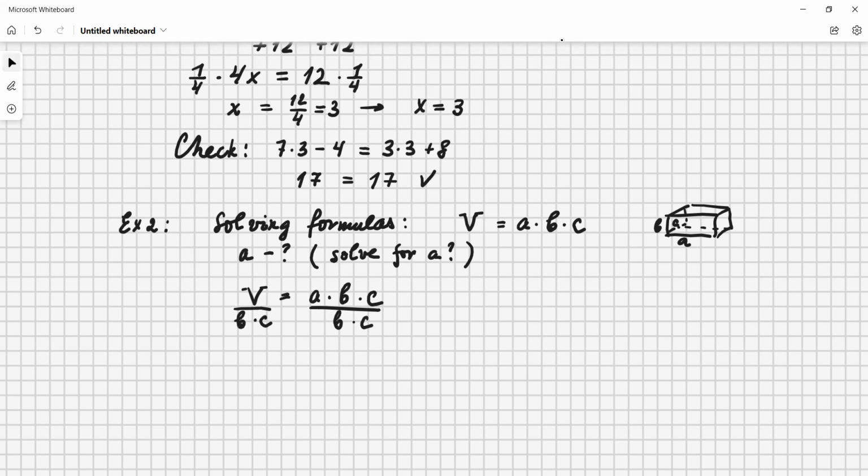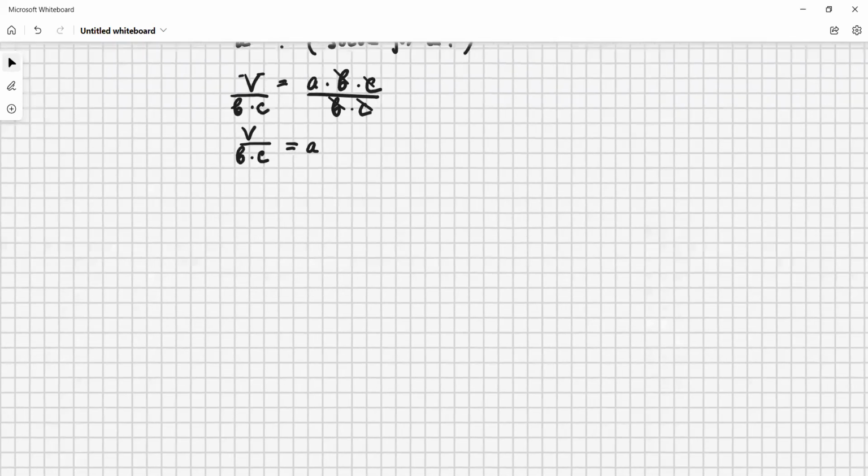And remember, canceling in the fraction, I can cancel B, B, and C, and I'm going to get that A equals volume divided over B multiplied by C. Formulas can be a little bit more complicated, but generally speaking, that's how we deal with formulas. Okay. Now, guys, we are kind of done with linear equations, about a variable in the first power. We are going to move to quadratic equations. Let me scroll up. So quadratic equations, number 2, quadratic equations.